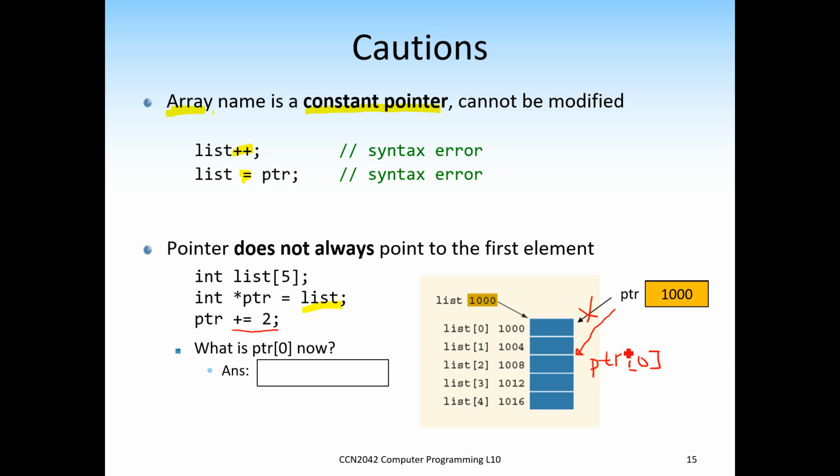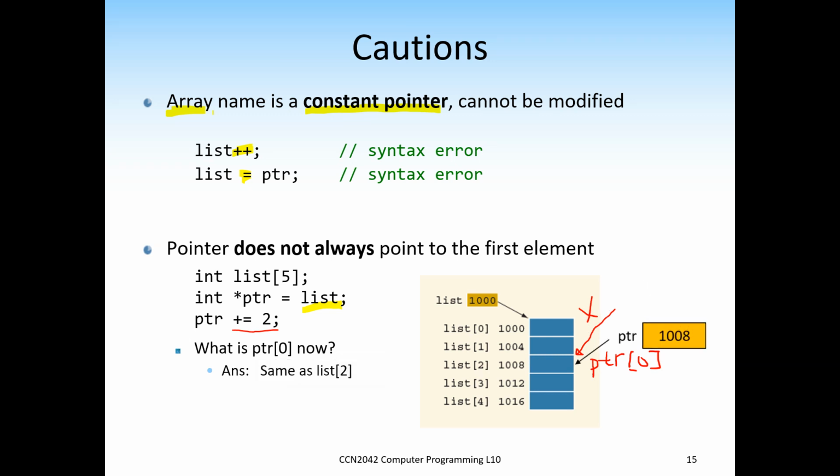Okay? So now what is pointer 0 now? It is actually list number 2. Alright?